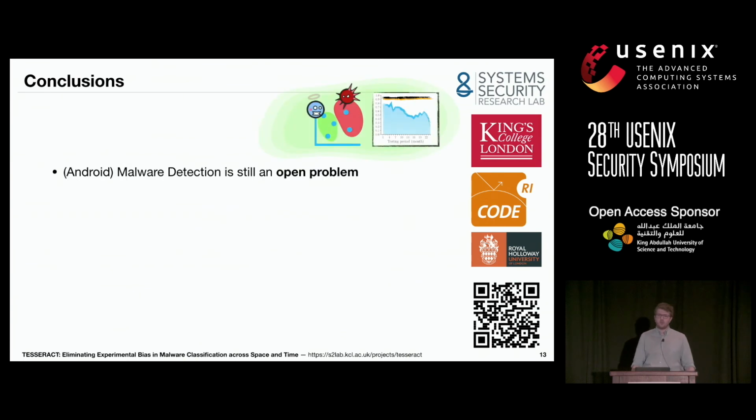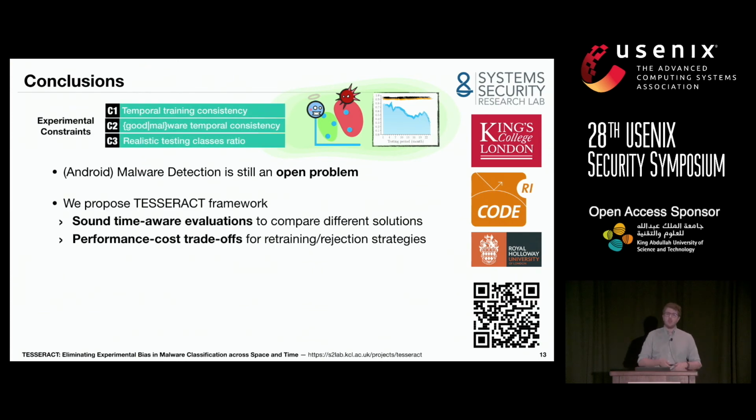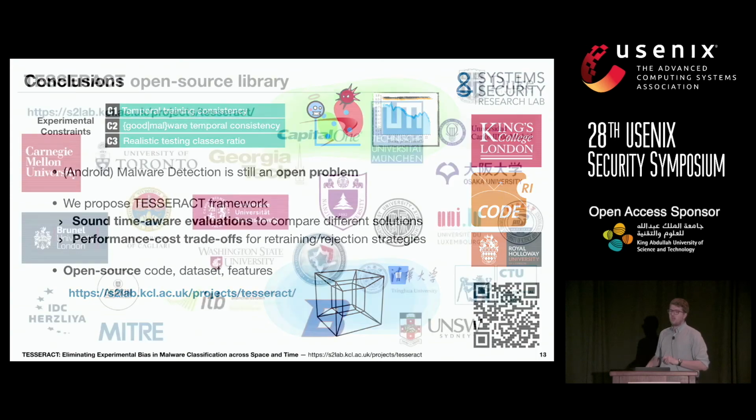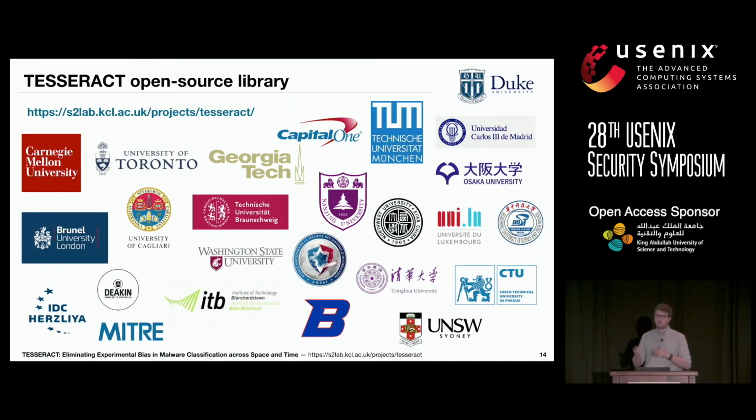To conclude, we've shown that malware detection is still an open problem, and machine learning did not solve it. We proposed TESSERACT as a way to do sound evaluations that take into account concept drift, that quantify the impact and allow fair evaluations of the classifiers. And we are releasing code, dataset, and features. The code has been implemented at this link, which you can also find in the paper. You can just drop us a line to get access. And already a lot of organizations have had access to it.